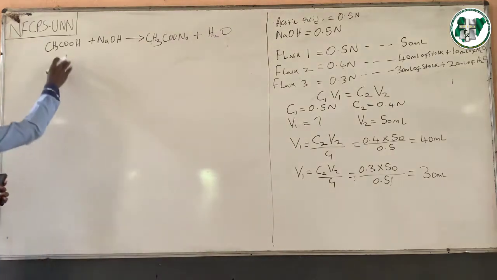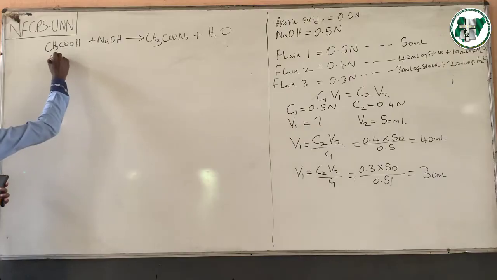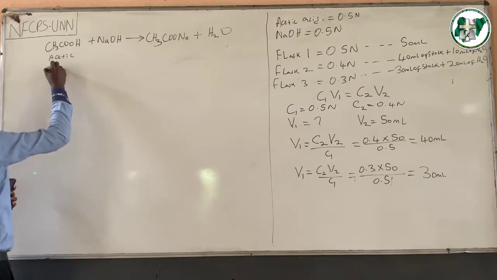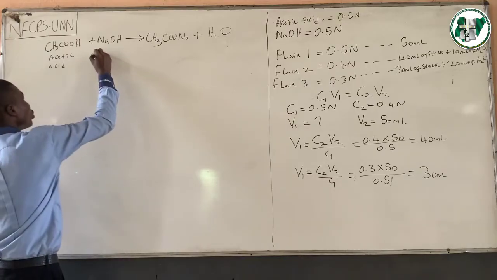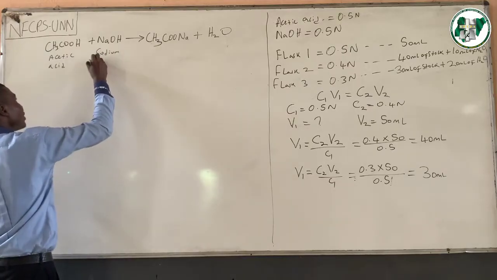So this is acetic acid, or you can call it ethanoic acid. This is our sodium hydroxide.